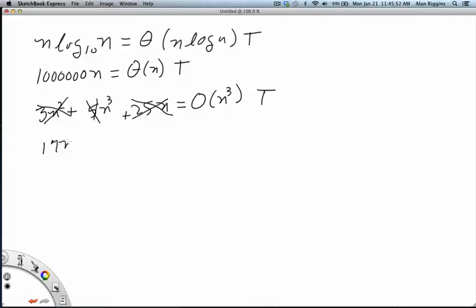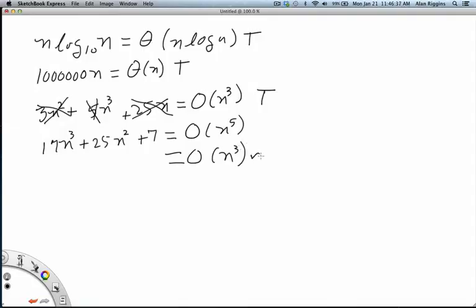17n cubed plus 25n squared plus 7 is equal to big O of n to the fifth. Is this true or is it false? Now I want to add, this is a tricky question. I put it up here on purpose because what does big O mean? Big O means the set of functions that grow at a rate equal to or more slowly than n to the fifth. Is it also true that this function is equal to big O of n cubed? Yes, it is. That's also true. This is a tighter bound, and this is the preferred answer. But is this one wrong? No, this is a true statement.